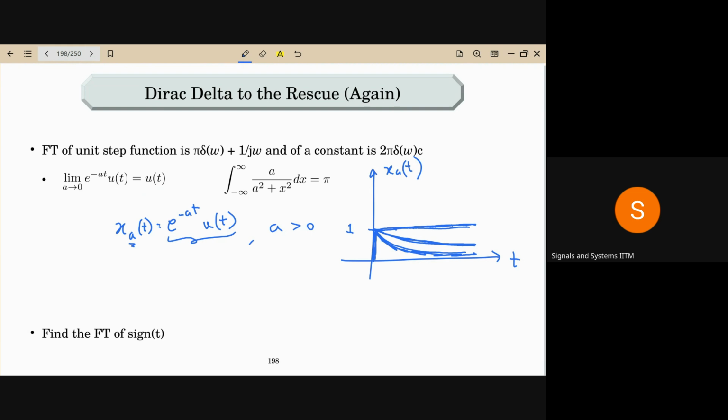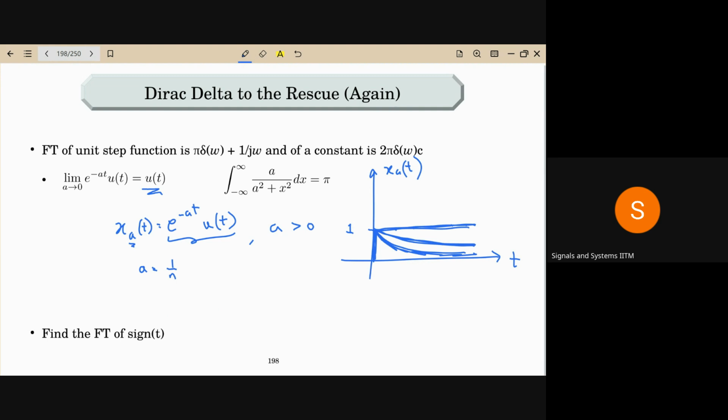Now you can try to find the limit of this set of signals, the limit of the sequence. For example, if a was equal to 1/n, then you can have x of 1/100, 1/101, 1/102, and so on. As n tends to infinity, a goes to 0. So you have a sequence of functions, and you can find the limit of this sequence, and that limit would be our step function.